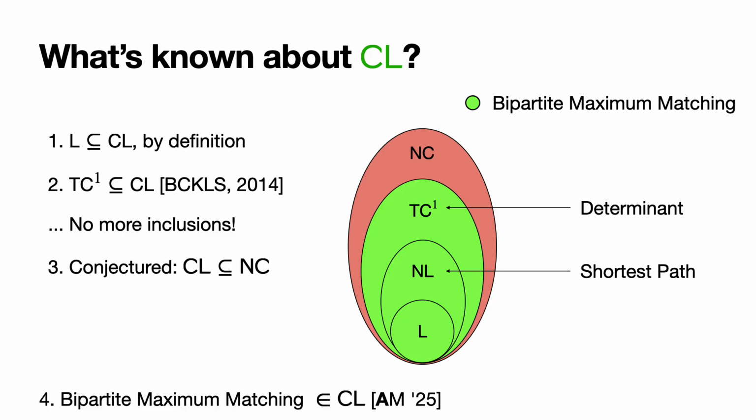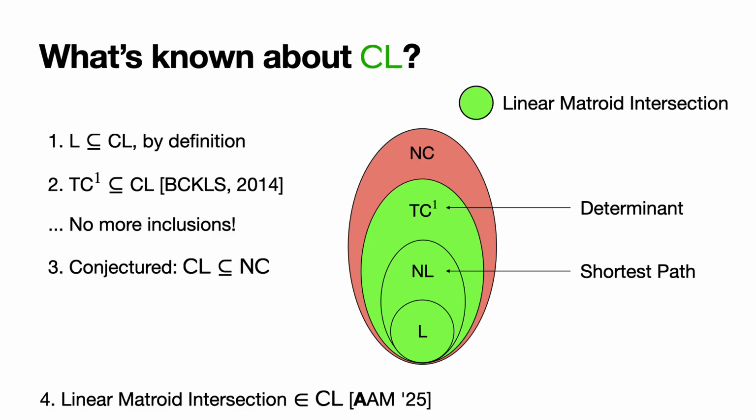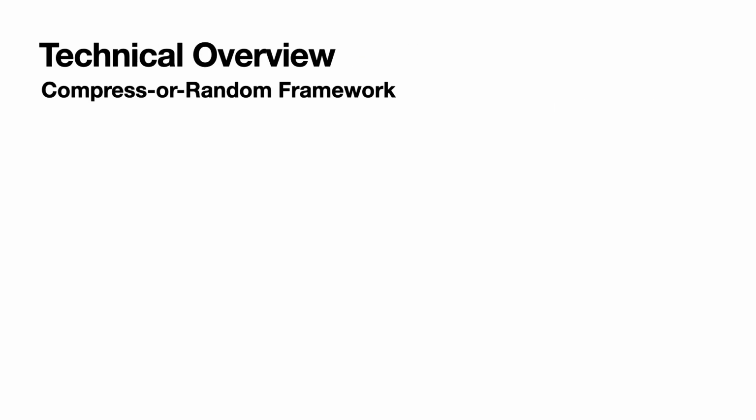In this work, we strengthen this result by showing that, in fact, linear matroid intersection also belongs to the class CL, right? And linear matroid intersection is, in particular, a generalization of bipartite matching, right? So this is a strengthening of the previous result. Good. Now, let me give you a quick idea of the framework we use.